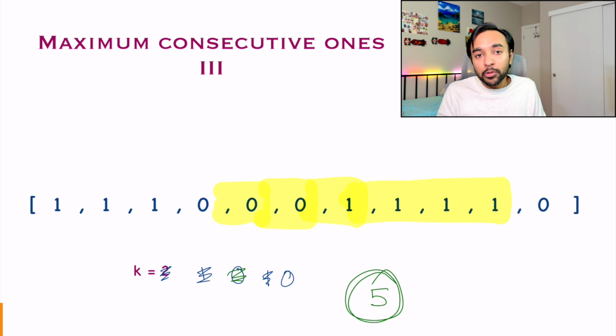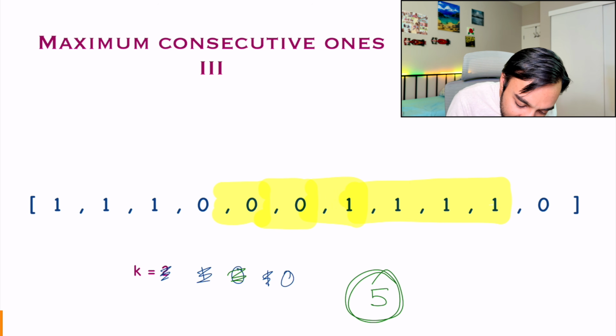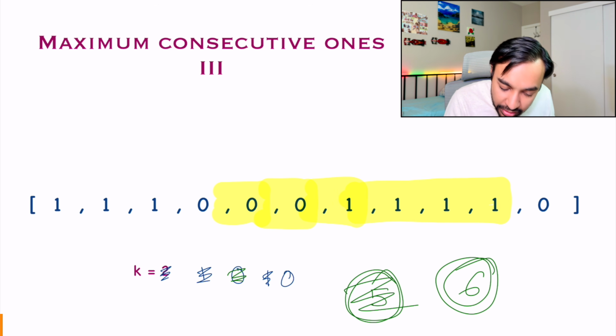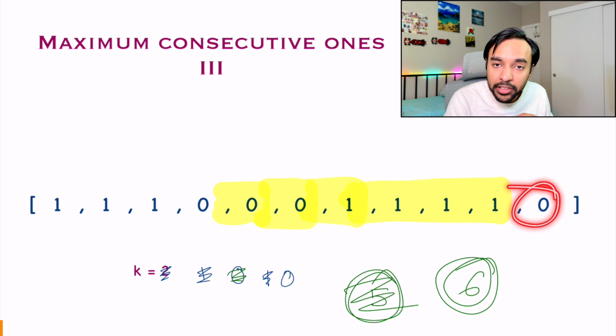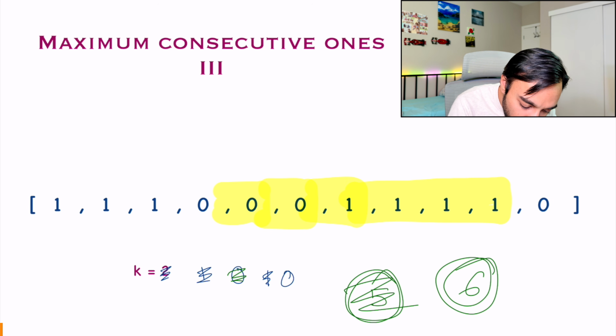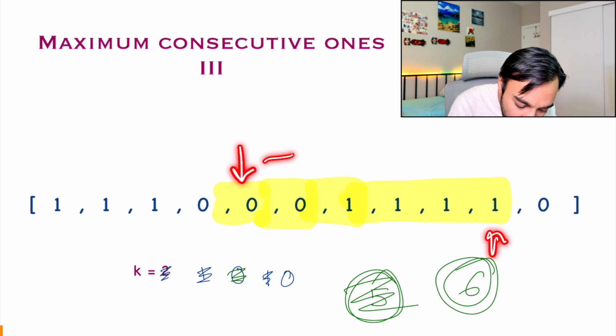So what do we have now? We have another window of a greater size. This window is of the size 6. So I can update it and I can store 6 as my longest length up till now. Can I include the next 0? No. So I need to move my left pointer one step ahead.